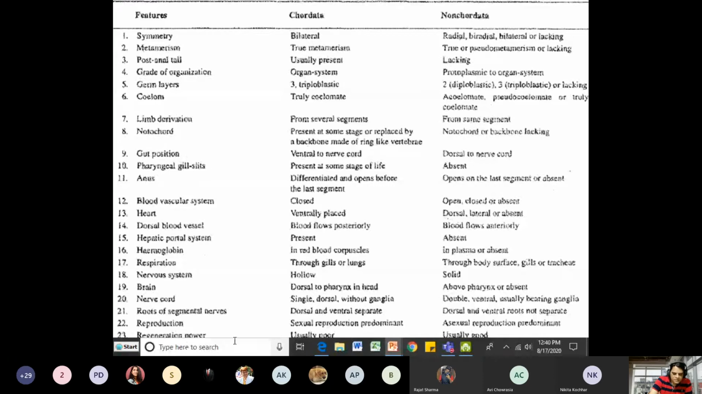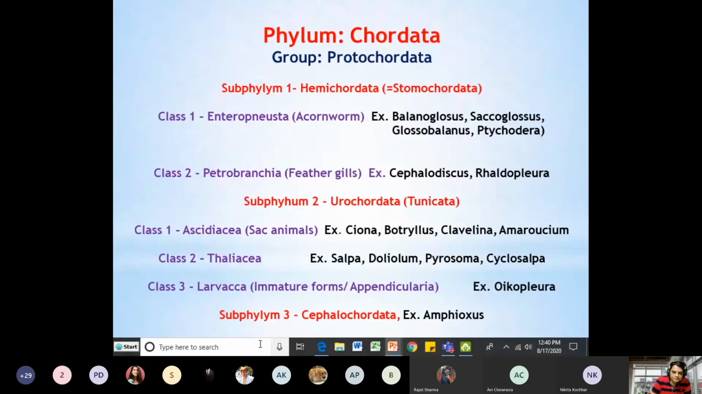The last one, the regeneration power. We know that chordates have lost regeneration power to a great extent because of the complexity of their body, whereas in non-chordates the complexity of the body remains at a low level, so they show a great power of regeneration.